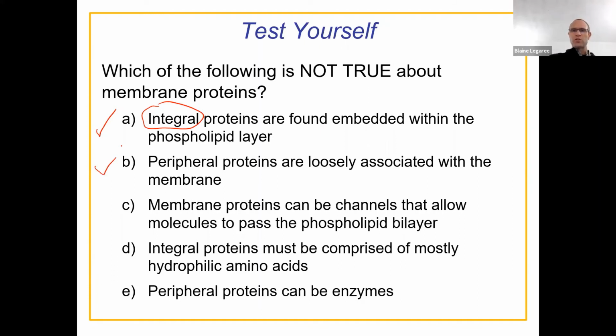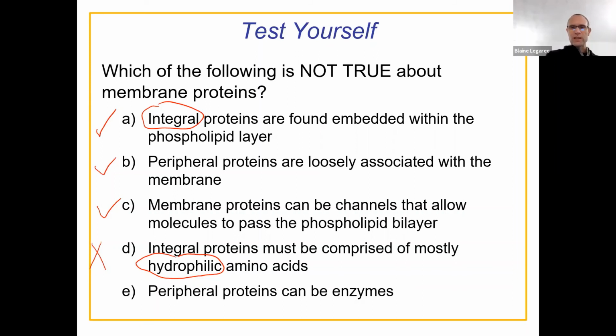C, membrane proteins can be channels that allow for molecules to pass the phospholipid bilayer. That's also true. Many membrane proteins are in fact channels or transporters. So that one is good. D, integral proteins must be comprised of mostly hydrophilic amino acids. Okay, so which ones are the integral proteins? They're the ones that are embedded, the ones that are found in the middle of the phospholipid bilayer. And remember that our phospholipid bilayer is made of mostly hydrophobic amino acids. So this is the wrong word. So that is the one that is not true.